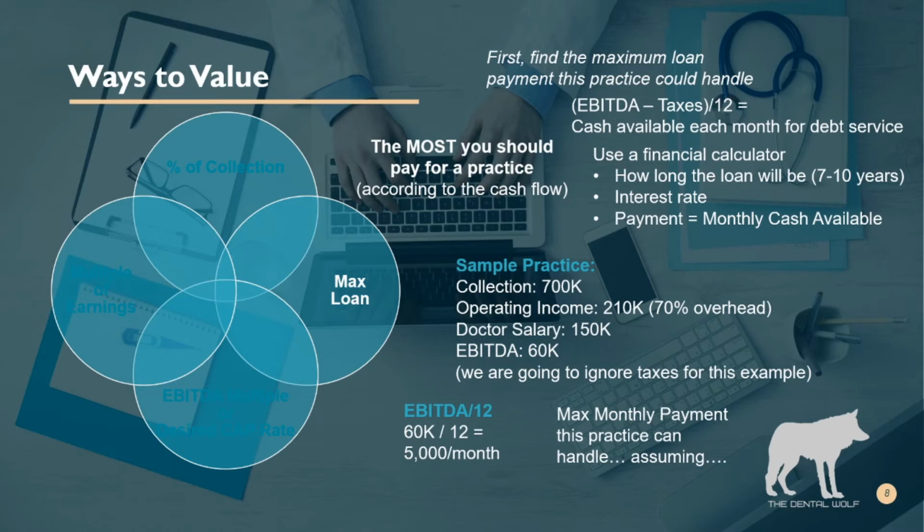This is the maximum monthly payment that this practice can handle, assuming that we're not sacrificing the doctor's salary to pay off the debt service. Basically, you're sacrificing your income as an owner to pay off the debt service, but you're still walking home with $150,000 a year.